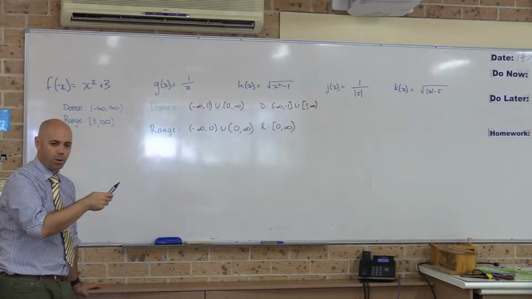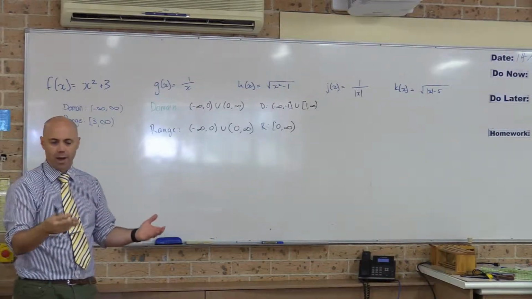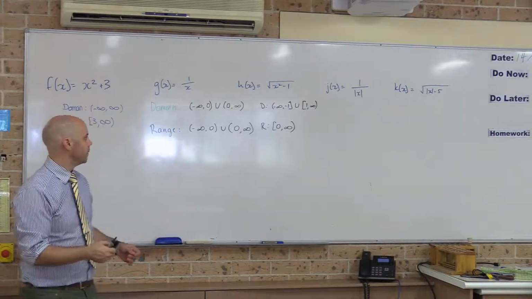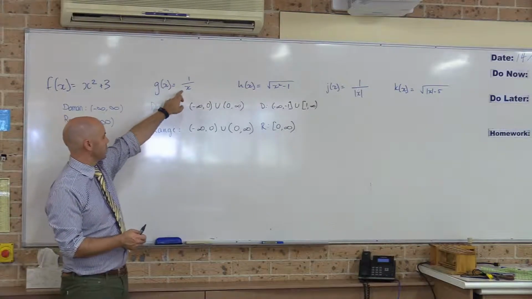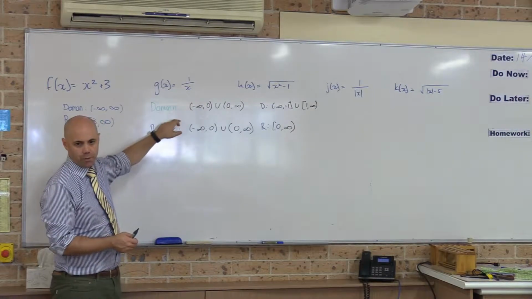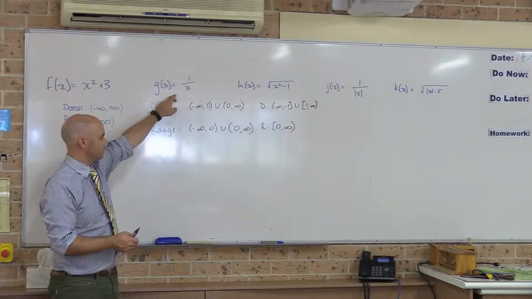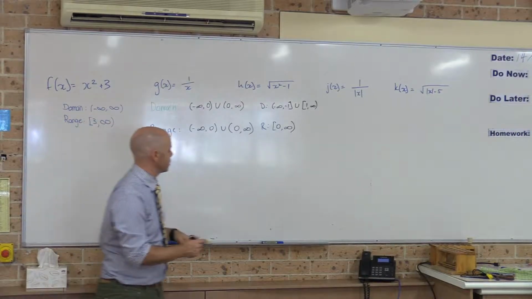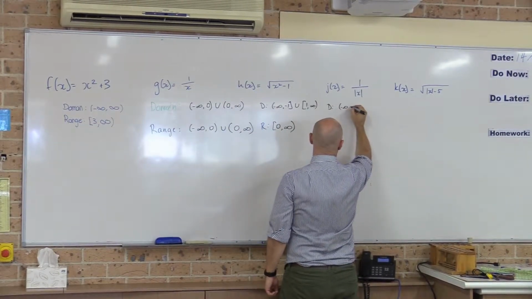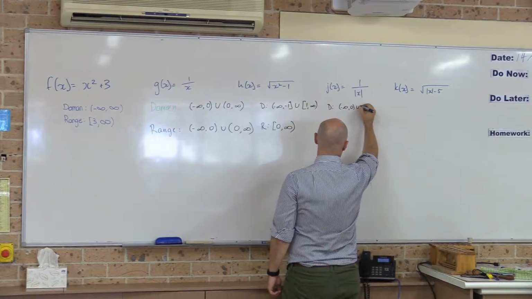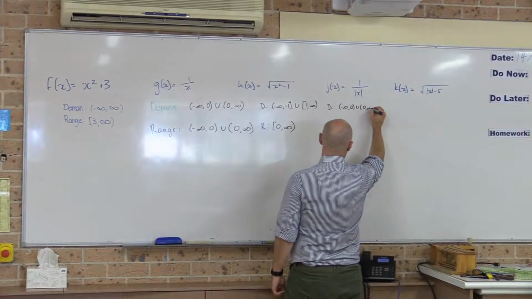Because when we take the absolute value of it, it changes the negative to positive, but we can still have x being a negative number. That's fine. So we're going to have exactly the same domain as this one, because it doesn't change what x values can go into it. Are we right with that? Okay, so I'll write the same thing there. Domain: negative infinity, comma 0, union with 0, comma infinity.